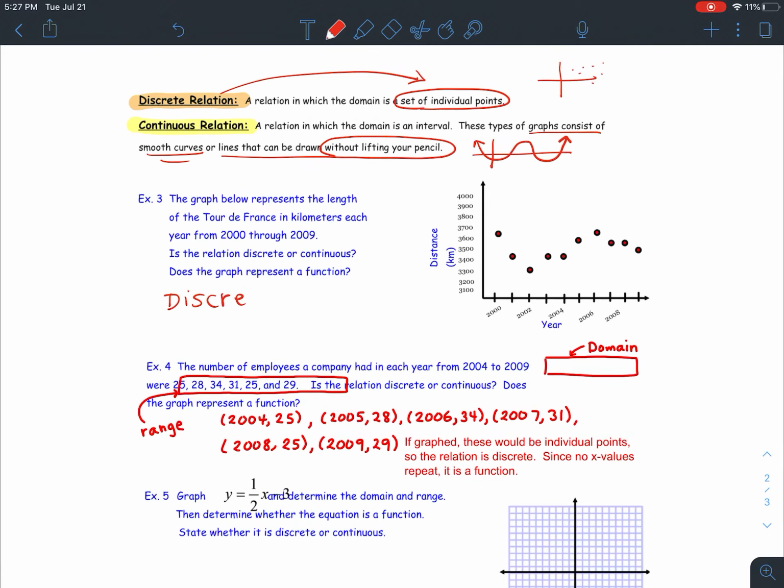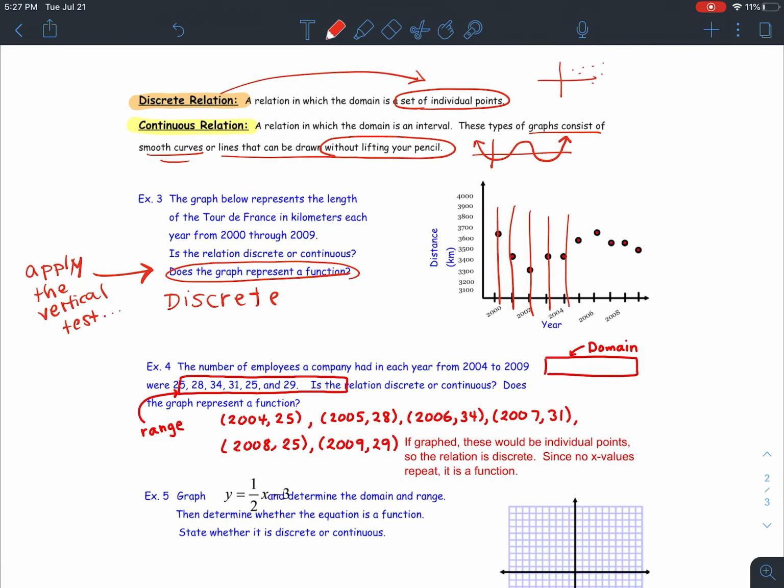And then it says, does the graph represent a function? Well, to answer this question, I should apply the vertical line test. So I'm just going to ask myself, is there any place on this graph where if I drew a vertical line, I would run through more than one point? The answer is no. So I'm going to say, yes, this is a function.